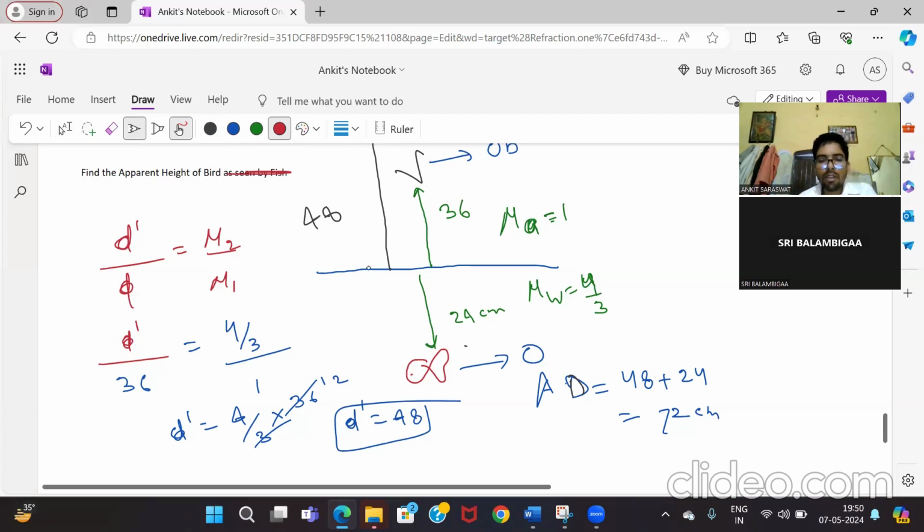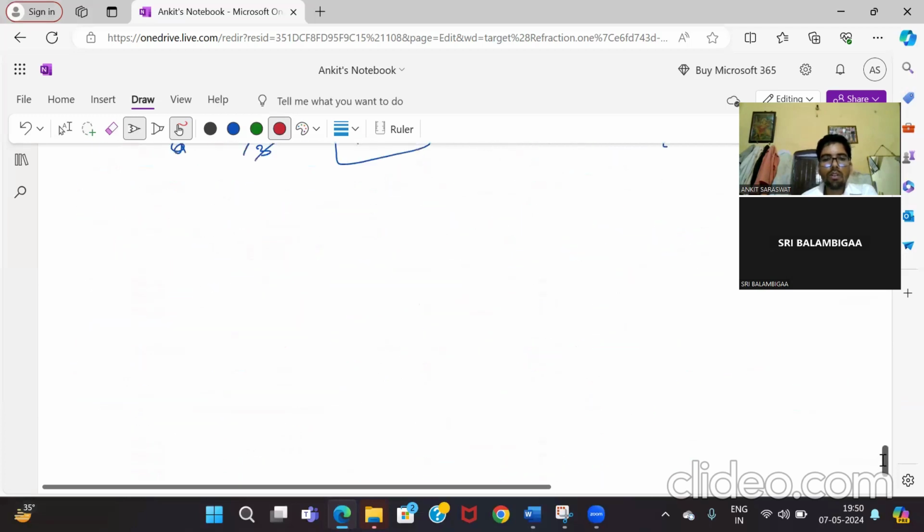But if they are saying as seen by the fish, then according to the fish, if nothing is given, we will take care of this 24, because our observer is not at the interface. Clear? In most of the questions, they will mention where our observer is. If nothing is given, the observer will be where our refracted rays are going. Clear? If you want to draw, you can.